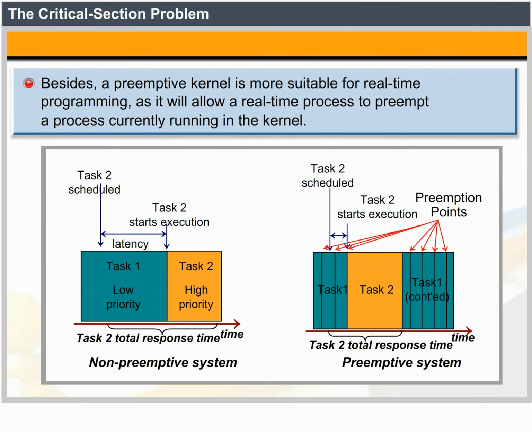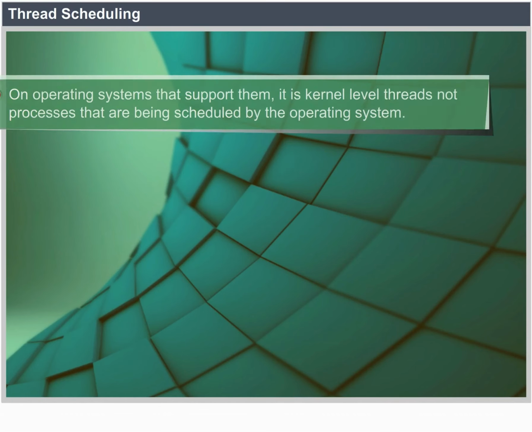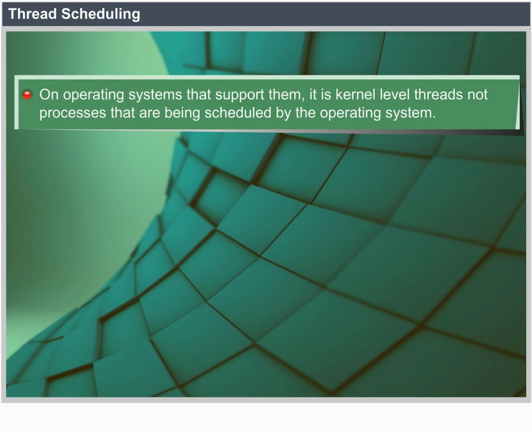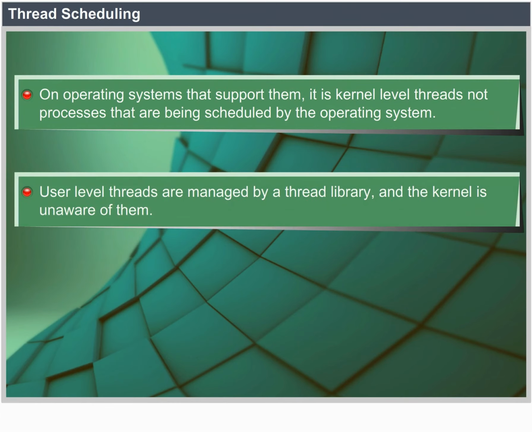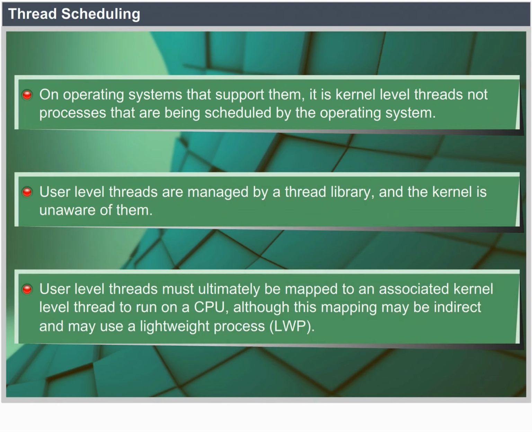Thread scheduling. On operating systems that support them, it is kernel-level threads, not processes, that are being scheduled by the operating system. User-level threads are managed by a thread library, and the kernel is unaware of them. To run on a CPU, user-level threads must ultimately be mapped to an associated kernel-level thread, although this mapping may be indirect or may use a lightweight process, LWP.